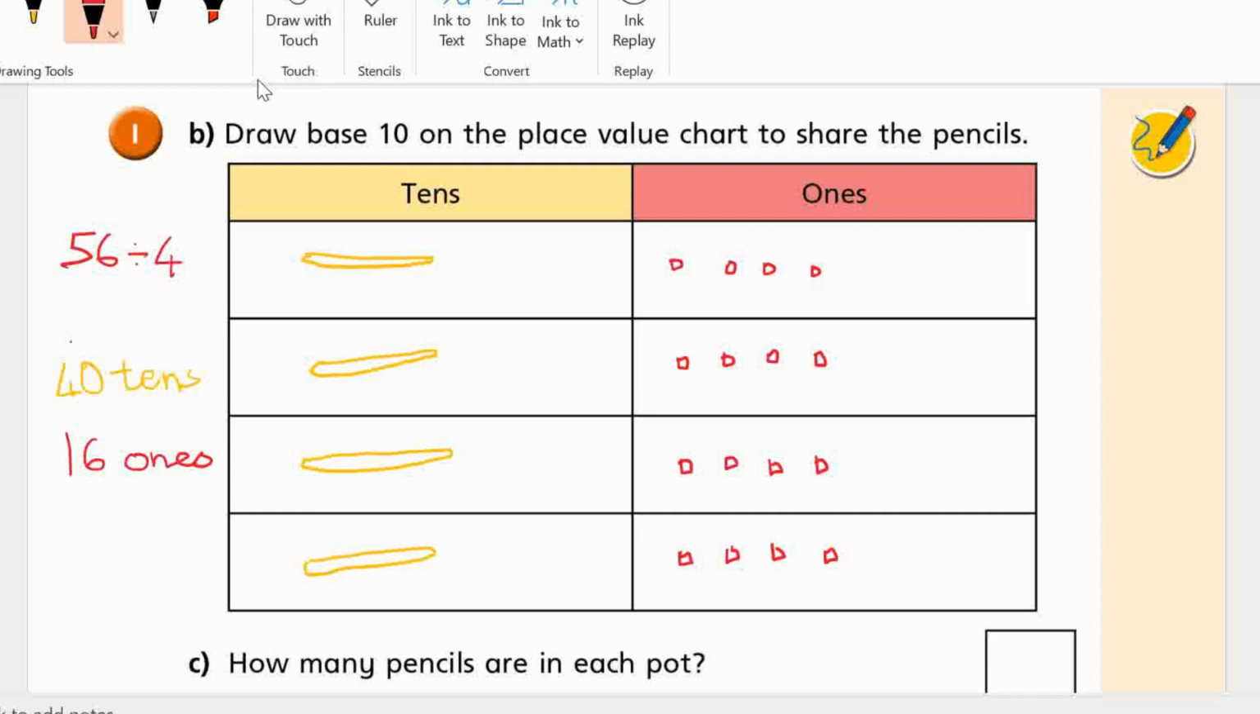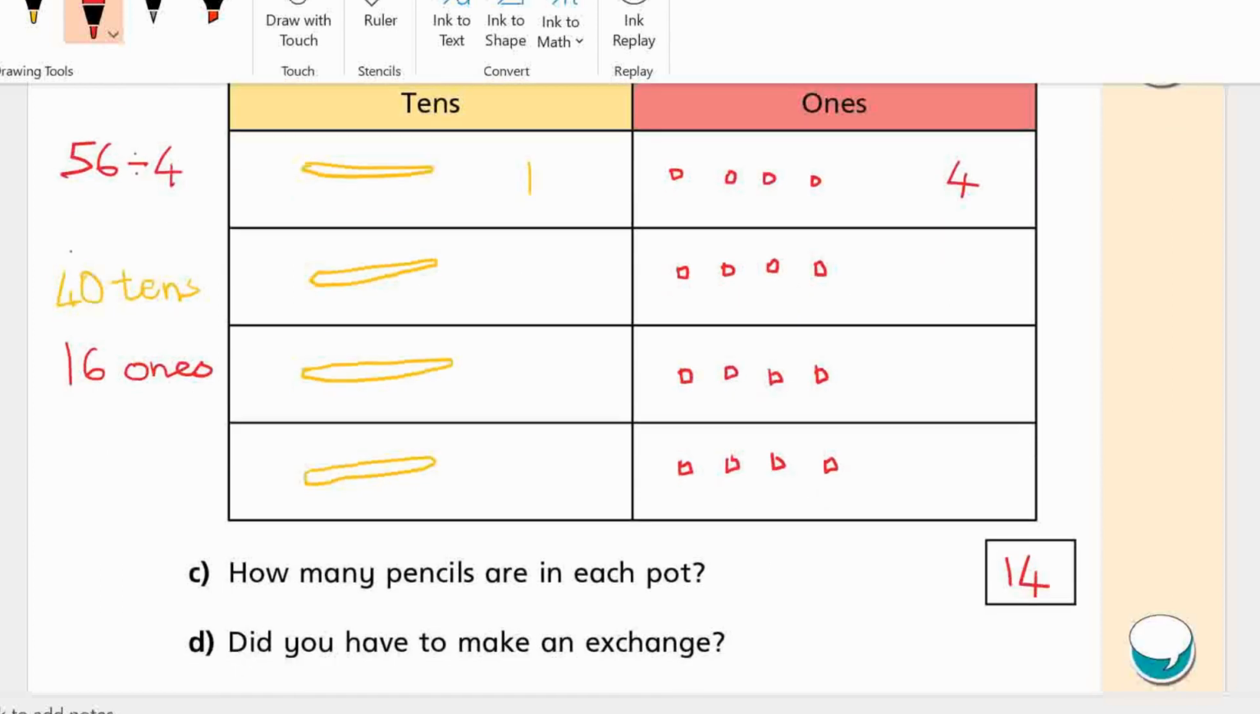So how much is in one row? There's 1 10 and there's 4 1s. So how much is that? It's 14, isn't it? Okay, 14. Now for D it says, did you have to make an exchange? Well, we did, didn't we? We had to take a 10 from there and put it in the 1s. So we had to exchange 1 10 into 10 1s in order to divide it equally.